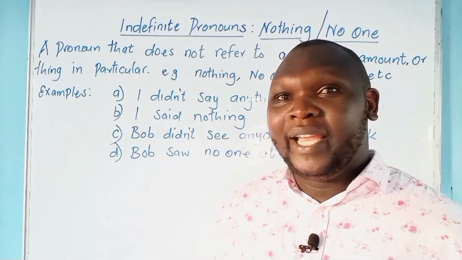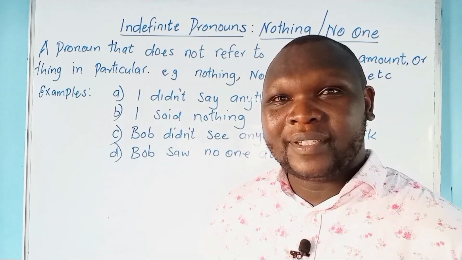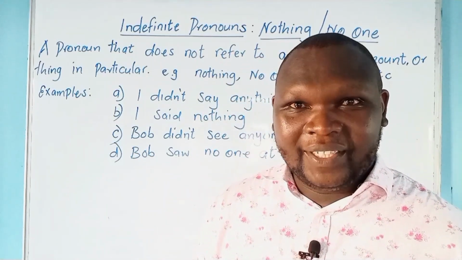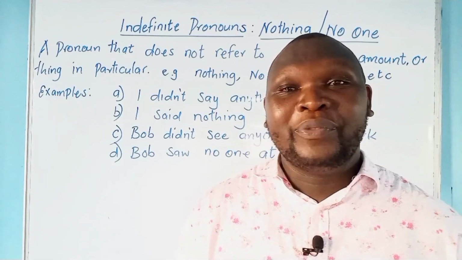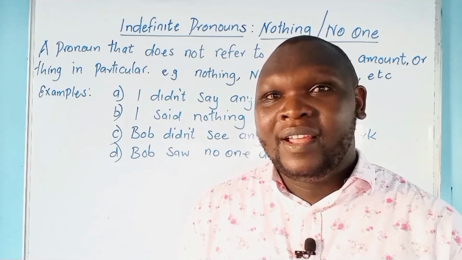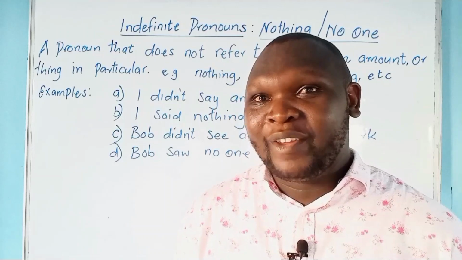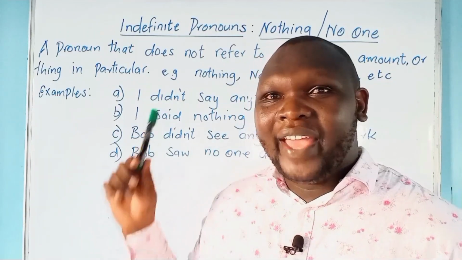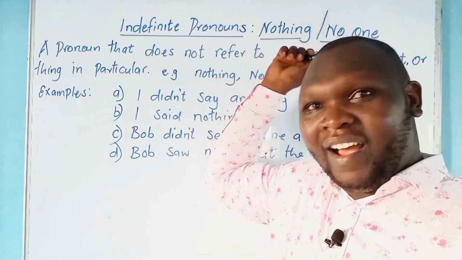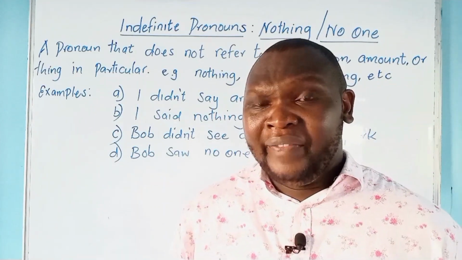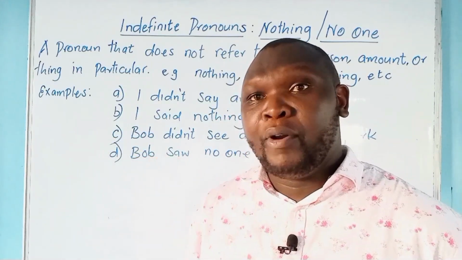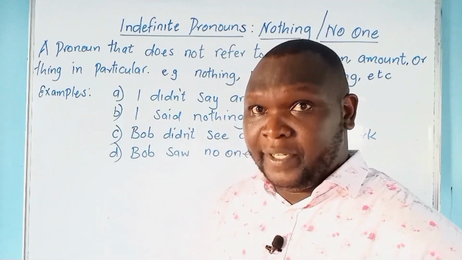So what we have today, as I said, is indefinite pronouns. Permit me to explain to you what an indefinite pronoun is. An indefinite pronoun is a pronoun that does not refer to any person, amount, or thing in particular. As you can see, there are two indefinite pronouns that I'm going to talk about: nothing and no one. Of course, there are so many indefinite pronouns, and before I make my points, I'm going to show you how to make them.